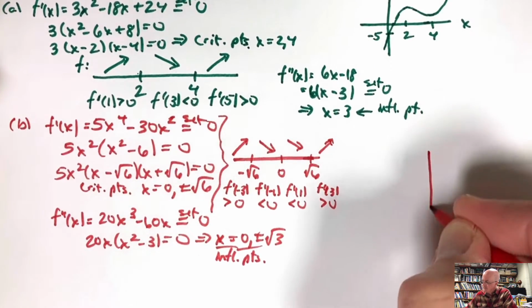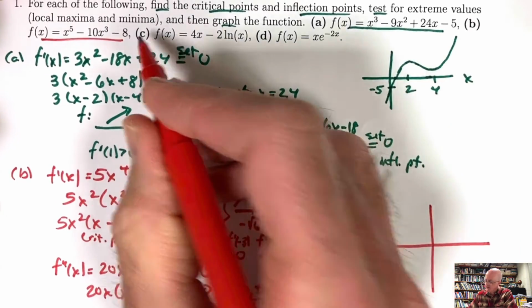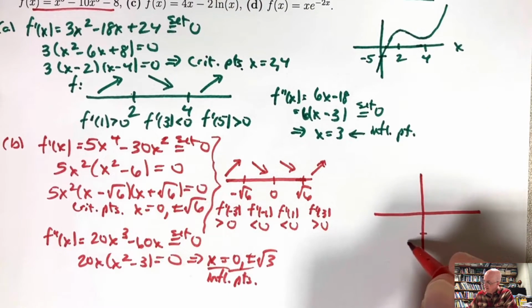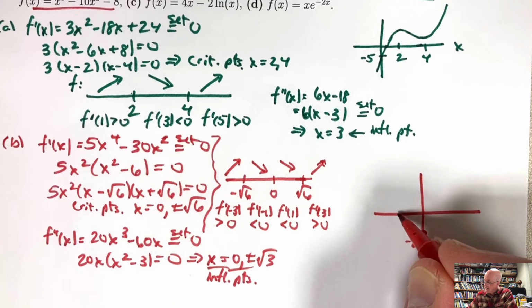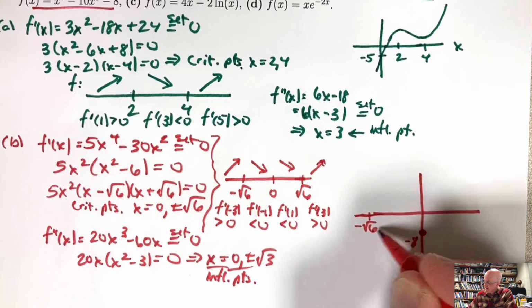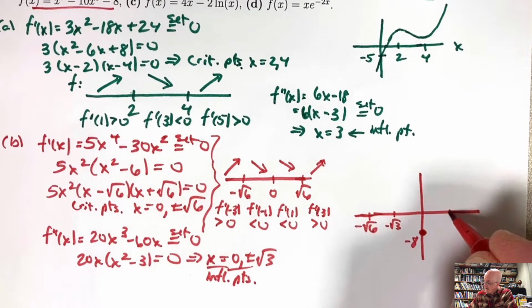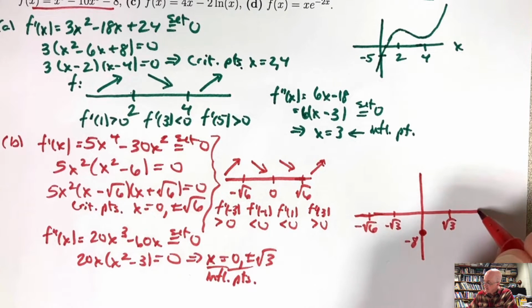If you graph this, and also note that f of 0 is negative 8, that is a point on the graph, and that is not only a critical point, but also an inflection point. And mark off negative root 6, local max, negative root 3, inflection point, and positive root 3 and positive root 6.